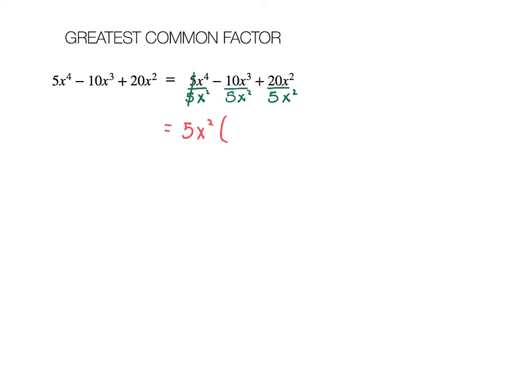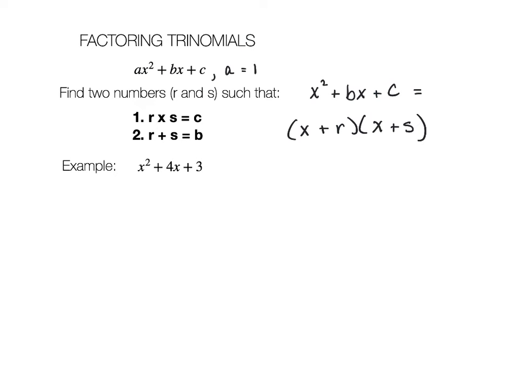5 over 5 is 1. x to the fourth over x squared, just subtract your exponents. What's happening is you cancel two of the x's in the numerator with the x times x in the denominator. The next one, we go negative, and it's 10 divided by 5, so it's 2. And x cubed over x squared, two of them cancel, leaving you x. And then lastly, 20 divided by 5 is positive 4. x squared over x squared is just 1. And so you've taken out the GCF, and your GCF would be this 5x squared there. And there we have it factored.